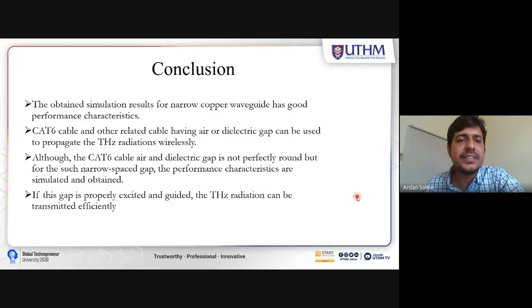So we can say these waveguides, like these cables, if there is some airspace and dielectric space, we can use this space for the propagation of terahertz waves. Actually, we don't have such devices till now. But if in future we have some terahertz devices, and we can easily couple the terahertz waves to the air gap or the dielectric gap, we can propagate the terahertz waves wirelessly to obtain very high data rate speed, and the 6G and TDSL concept.